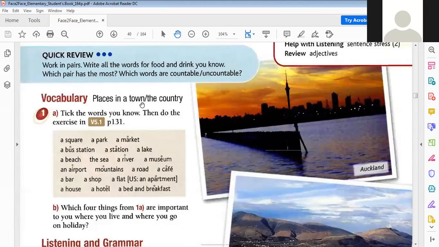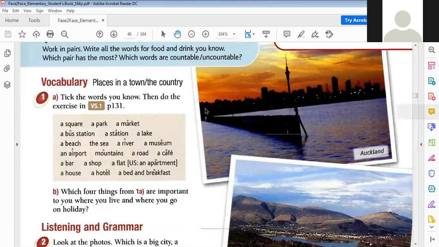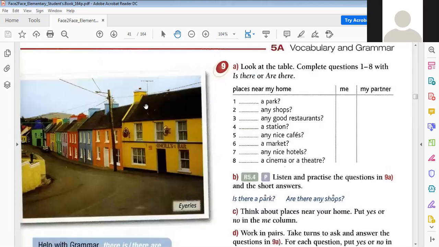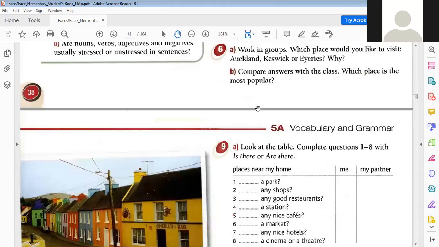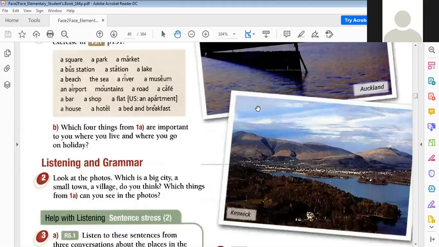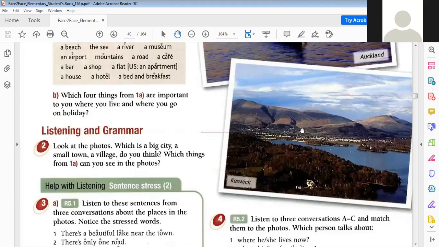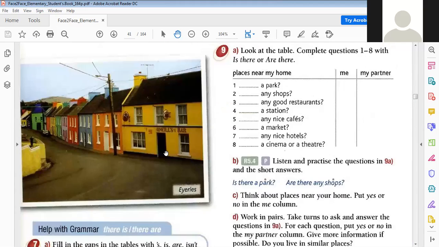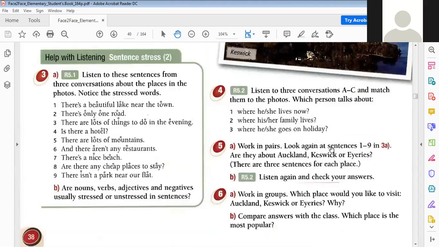Yes. Manal? Excuse me, a question: where is each city in the first place? Auckland is in New Zealand. Okay, I knew that one. Keswick is in the UK, England. And Iris is in Ireland. Okay. But you have to remember that Keswick is a small town. It's not big. Auckland is a big city and Iris is a village. So the story here is not about the countries themselves but about the place itself. Do you get the idea? Yes.